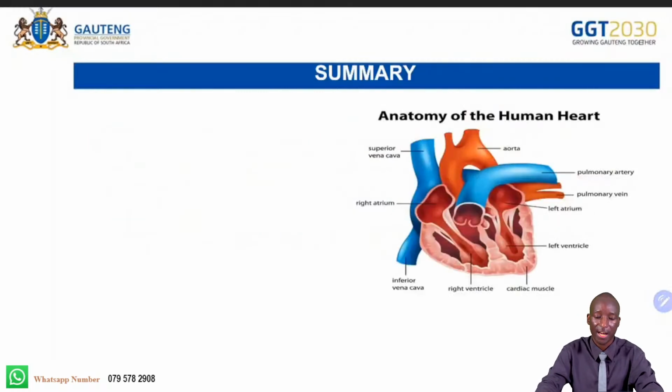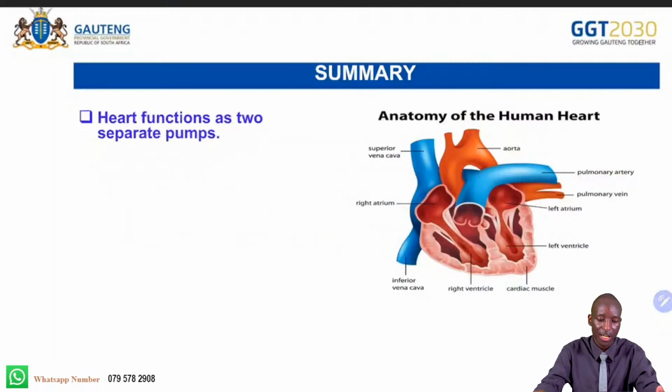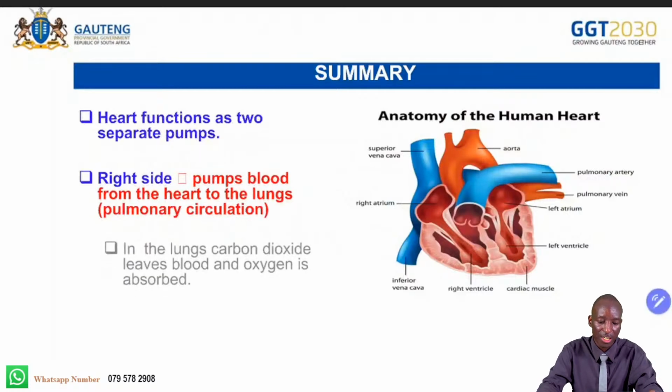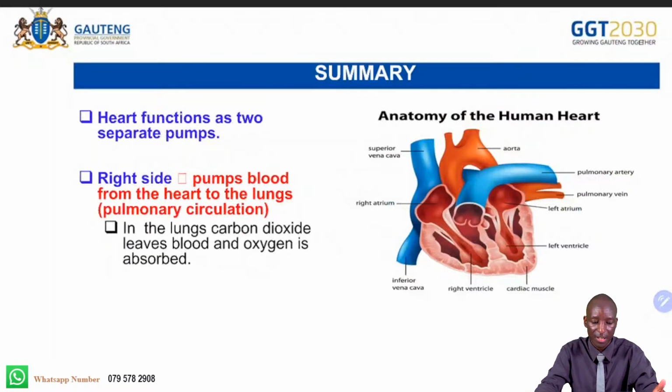Now, let's summarize our lesson. We spoke about the heart. We say that the heart functions as 2 separate pumps. The right side pumps blood from the heart to the lungs. Now in the lungs, what happens? Carbon dioxide leaves the blood and oxygen is absorbed.